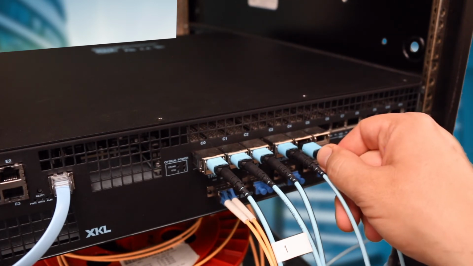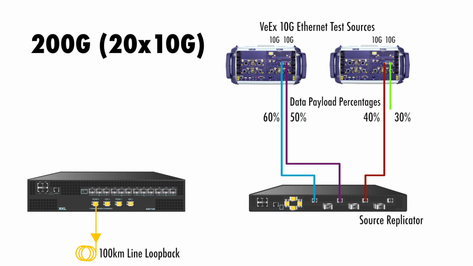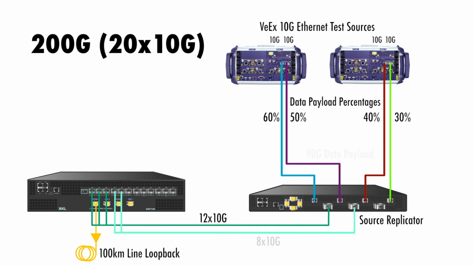This graphic shows our next setup. We've added more client services. We have a total of 20 10 GigE streams for a total of 200 gig of client-side services. And note that the total packet data being offered here is only 90 gig. So our line-side 100 gig port is only 90% utilized.